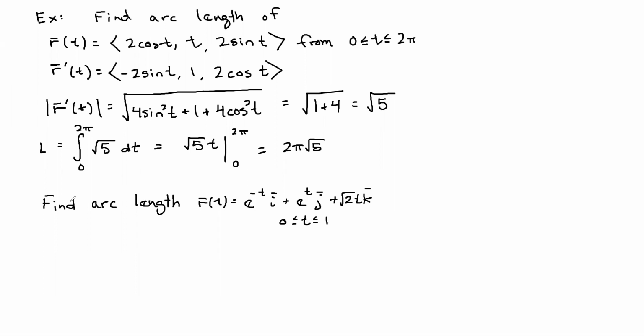Okay, so we want to find the arc length. Here's our vector function, and then here's our range of t values. So just like the last one, we want to find r prime and then the length.